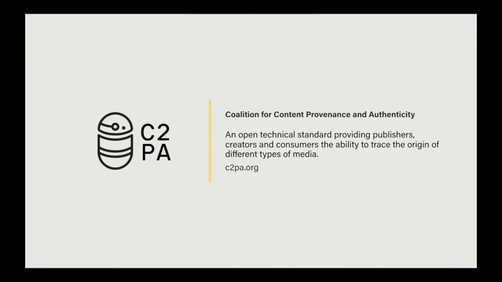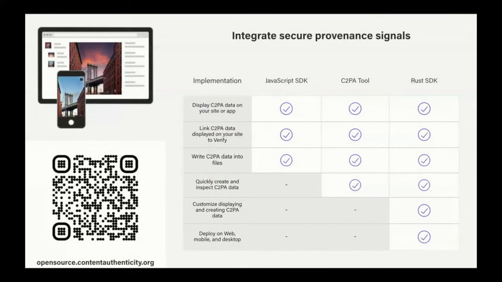The CAI's open source tools activate the C2PA standard. This makes it easy to integrate secure provenance signals to websites, apps, or services. So please take a look and explore which one makes sense for your organization or business.